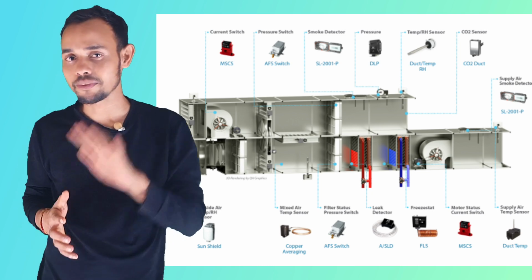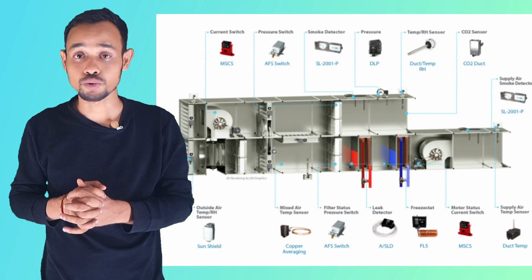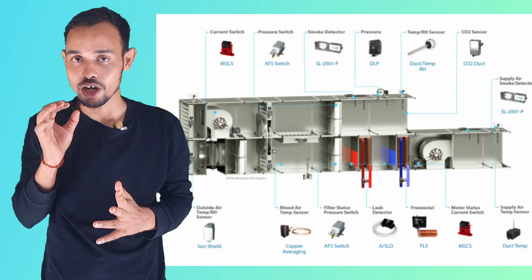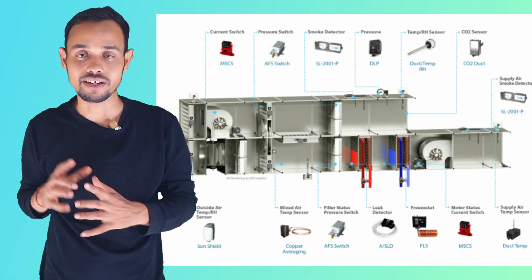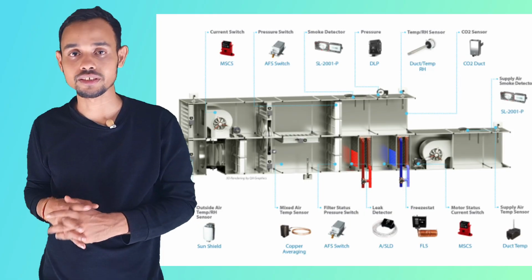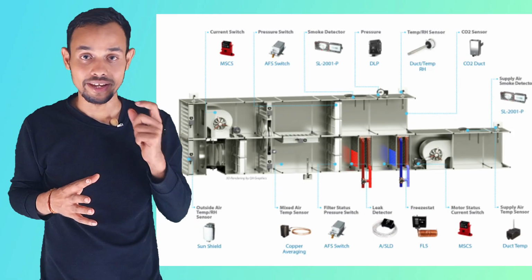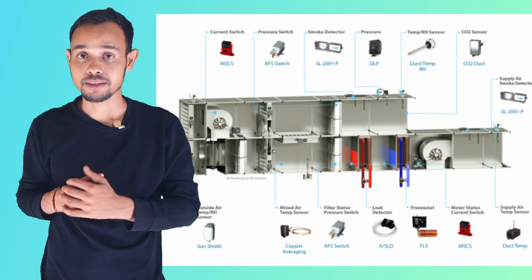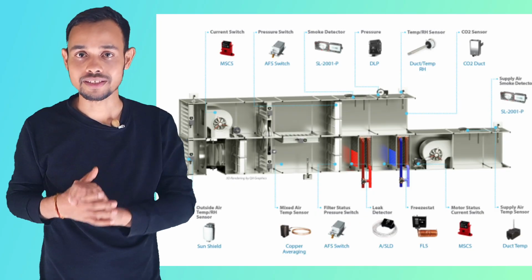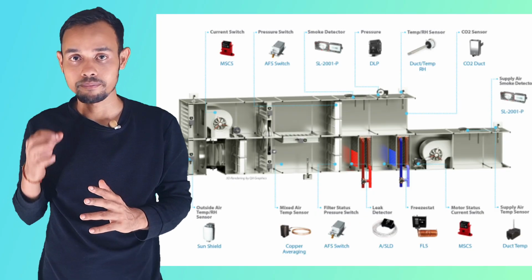Okay, let's see the fifth sensor. The fifth sensor is the CO2 sensor, which means carbon dioxide sensor. Let's see the usage of the carbon dioxide sensor. Friends, its use is to monitor indoor air quality and adjust the fresh air supply according to occupancy, for demand-controlled ventilation.